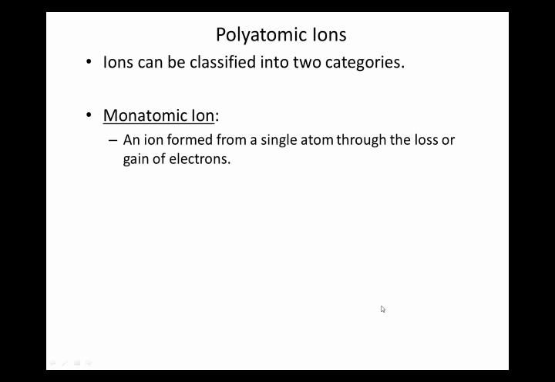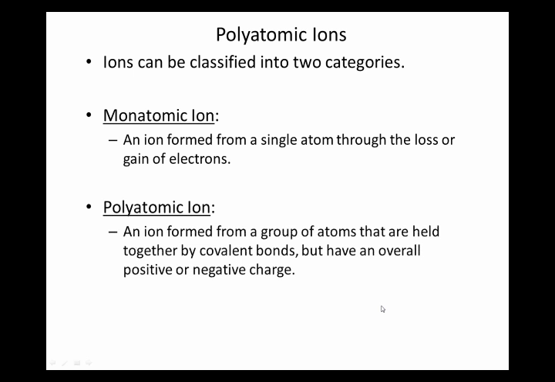But you can actually have a group of atoms that gain or lose electrons. These are called polyatomic ions, meaning many atoms. Simply, we have a group of atoms held together by covalent bonds. In actuality, these polyatomic ions are effectively molecules that have gained or lost electrons to become ions. So here you might see something like sulfate, which here's an example.